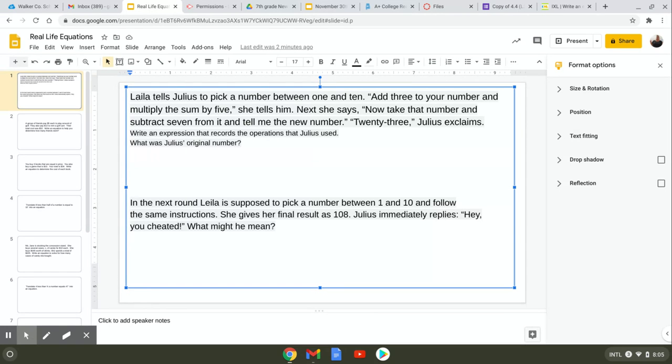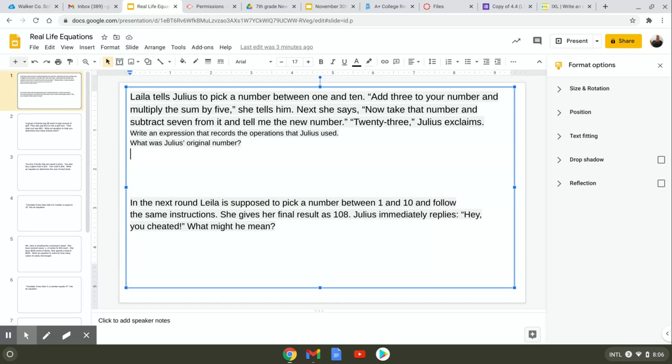So here are a few examples of how you will use it in real life and how you can write that out as an equation. The first one says, Layla tells Julius to pick a number between 1 and 10. Add 3 to your number and multiply the sum by 5, she tells him. Next, she says, now take that number and subtract 7 from it and tell me the new number. 23, Julius exclaims. So this is telling us to write an expression that records the operations that Julius uses.